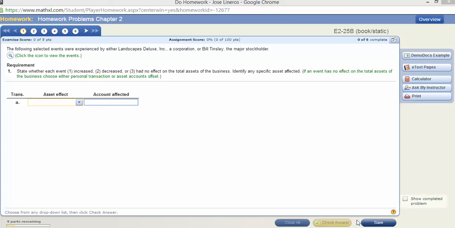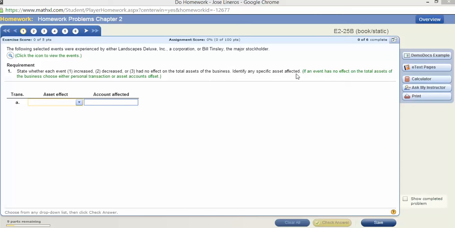Hi, everyone. I wanted to go over part of our homework to show you an approach on how to handle questions like this, where it asks you for the asset effect and the account affected. Read the question carefully. It says, state whether each event either increased or decreased or had no effect on total assets of the business. Remember, total assets is everything. It's cash, it's current assets, it's long-term assets, it's anything that qualifies as an asset. So we're not talking about liabilities, and we're not talking about owner's equity or stockholders' equity.